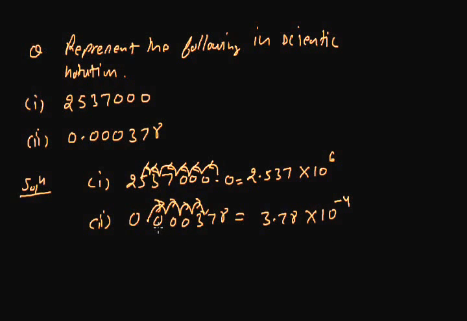So 0.000378 can be written as 3.78 into 10 raised to the power minus 4. As we are moving to the right side, the power gets negative. Now when we are moving to the left side, the power gets positive. So in this way we can represent numbers in scientific notation.